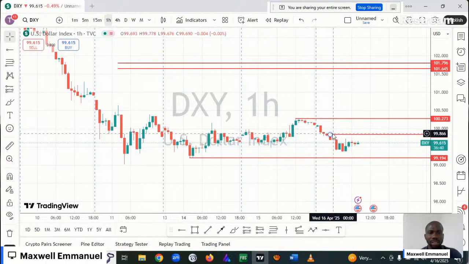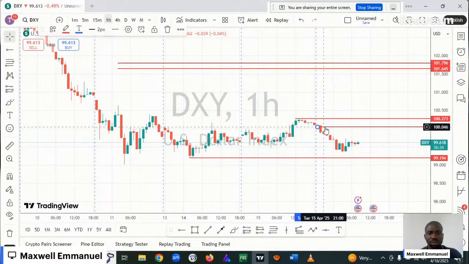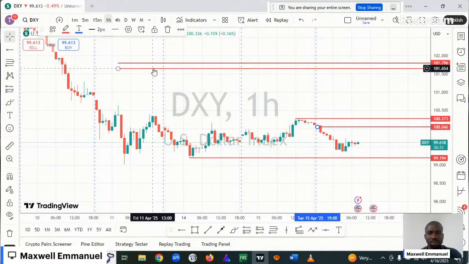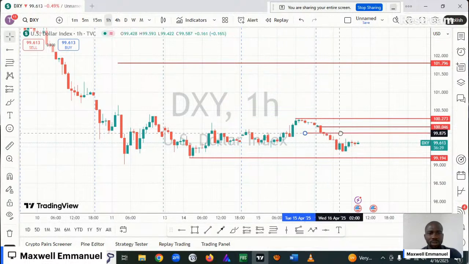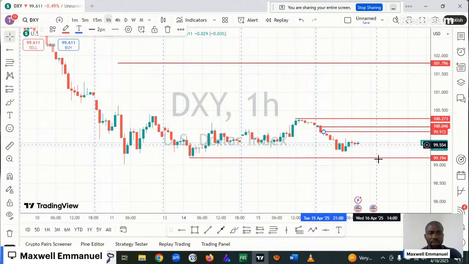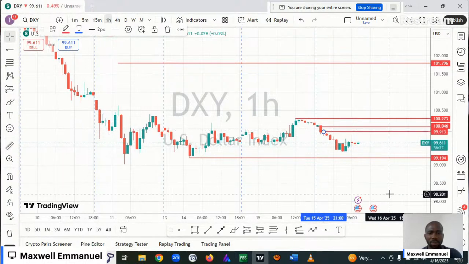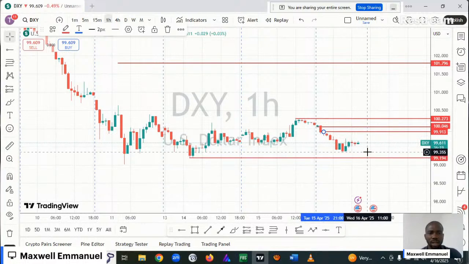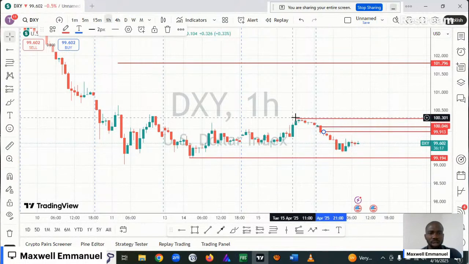Like I said, our bias for the week for the dollar still remains bearish technically. So we could see price pull back to fill this fair value gap if the news comes out negative for the dollar, before going bearish. But if it comes out positive for the dollar, price could clear the liquidity residing at this previous high.